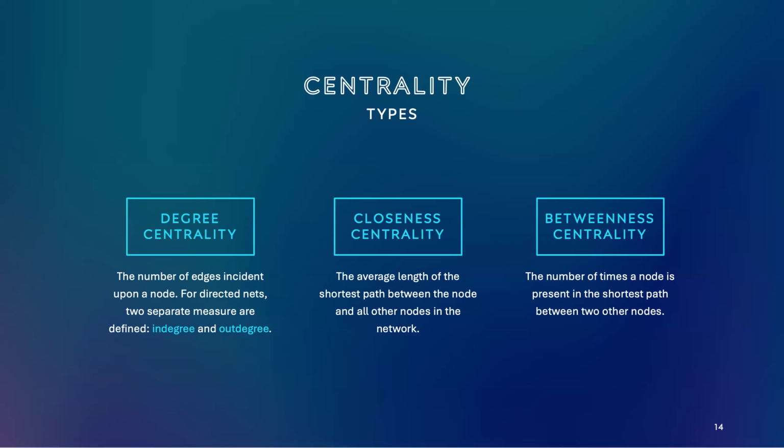Then we have closeness centrality. For closeness centrality, we identify a node's importance based on how close it is to all the other nodes in the graph. And we define this closeness as the number of links included in the shortest path between two nodes. So to calculate the closeness of a node, we sum up all these distances from that node to all the other nodes in the network of the graph.